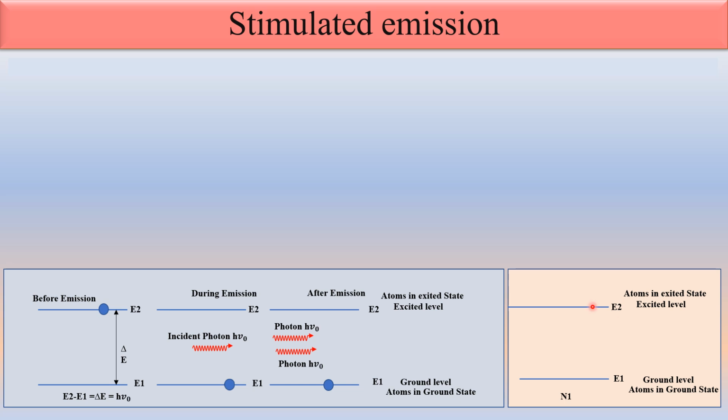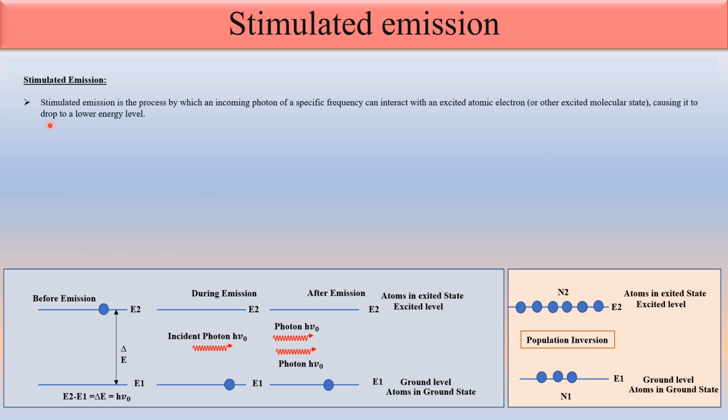So here you can see the concept of population inversion. You can see the atoms in the ground state, and here the atoms in the excited state. N2 is the number of electrons in the excited state, and N1 is the number of electrons in the ground state. Here you can see N2 is greater than N1, and this is the condition for population inversion.